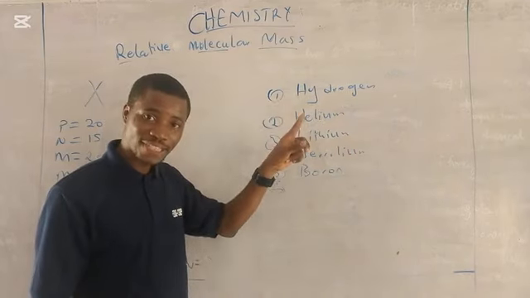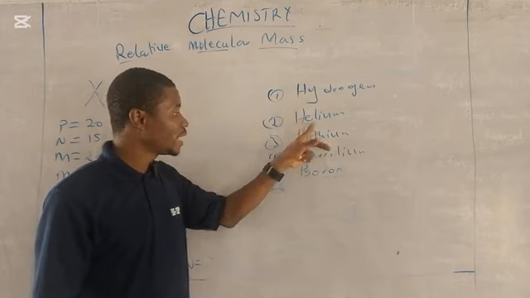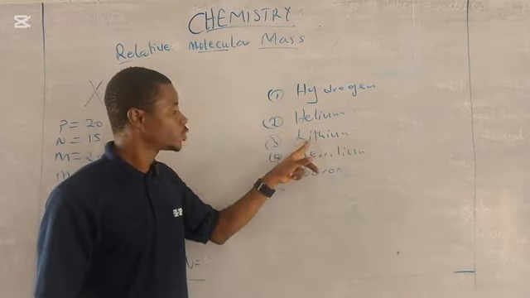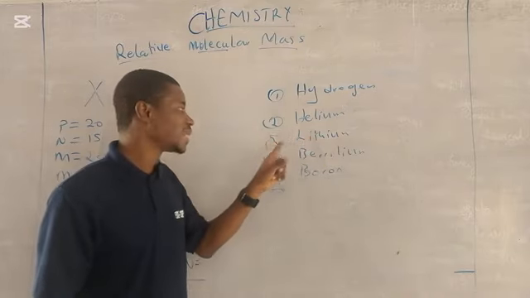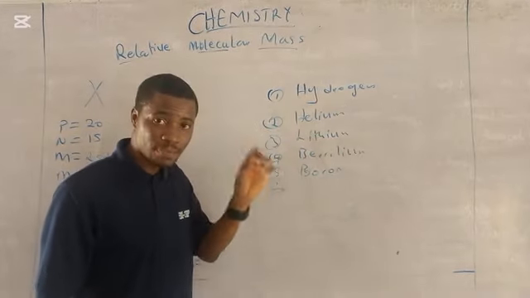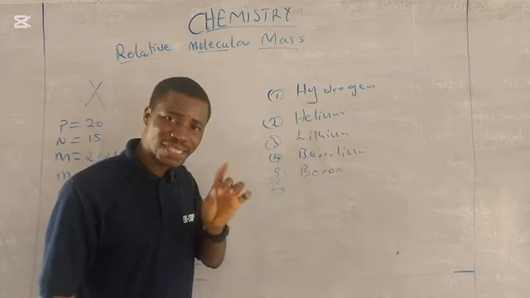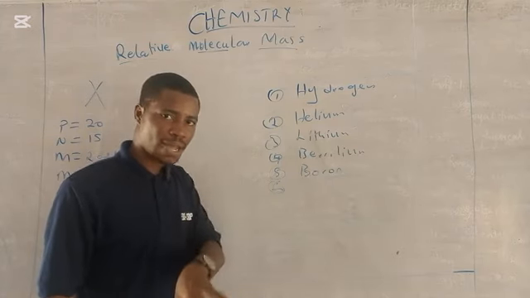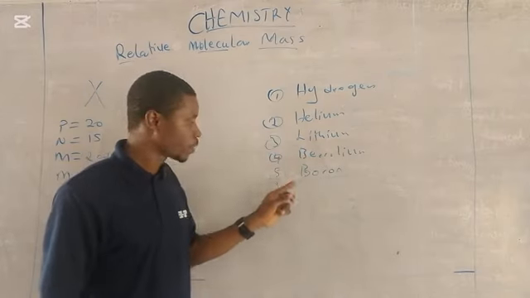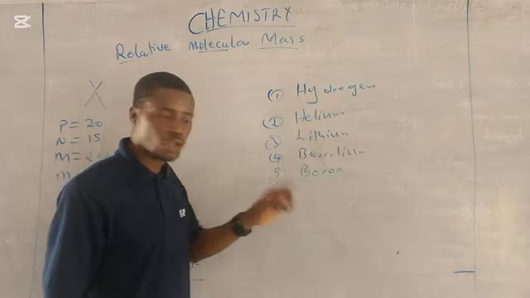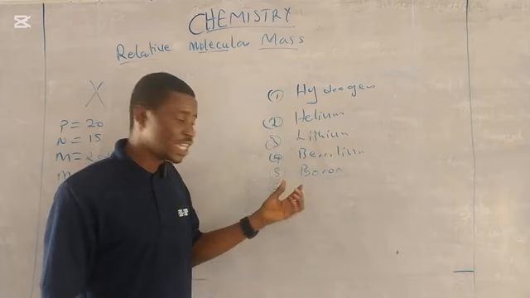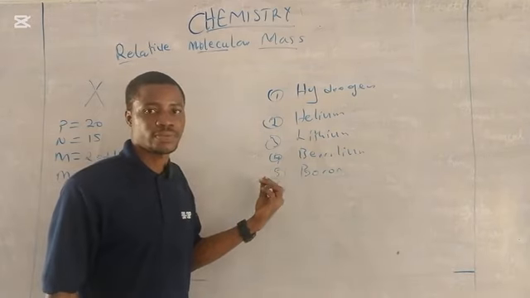Atomic number, this is relative atomic mass. Helium is number 2. Atomic number is 2. Lithium is number 3. Atomic number is 3. Beryllium is number 4. Atomic number is 4. And remember I said the atomic number is also the same as proton number. So if the atomic number of beryllium is 4, it means the proton number is also 4. Boron is number 5. Atomic number is 5. Proton number is 5. And if it's a neutral atom, it means that the electron number is also 5.